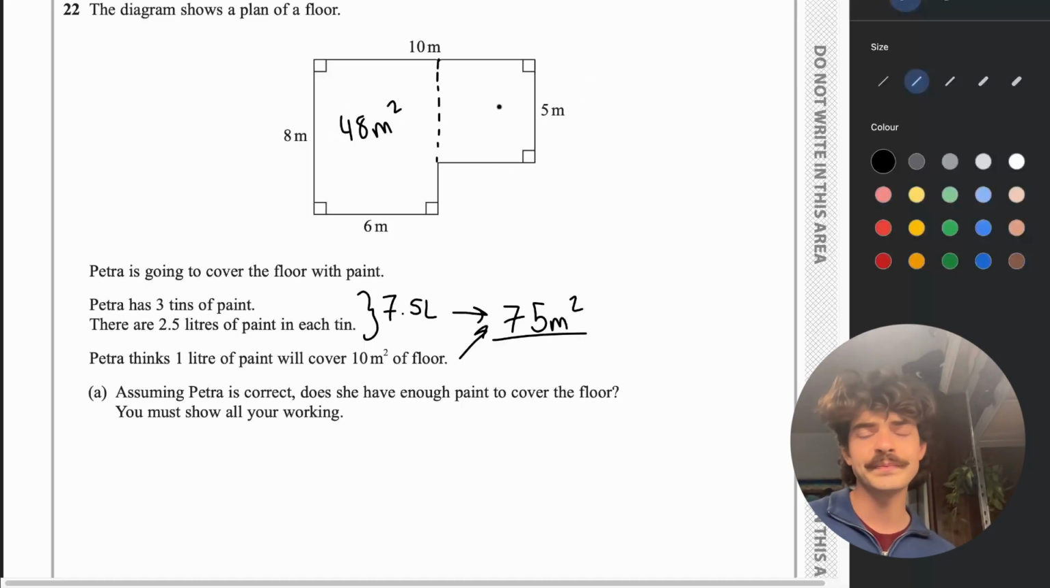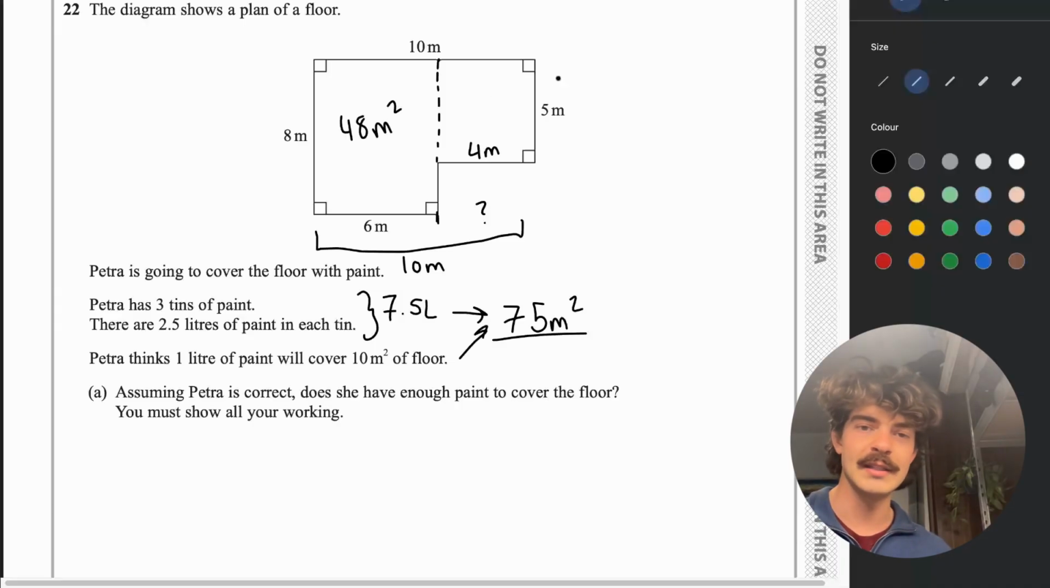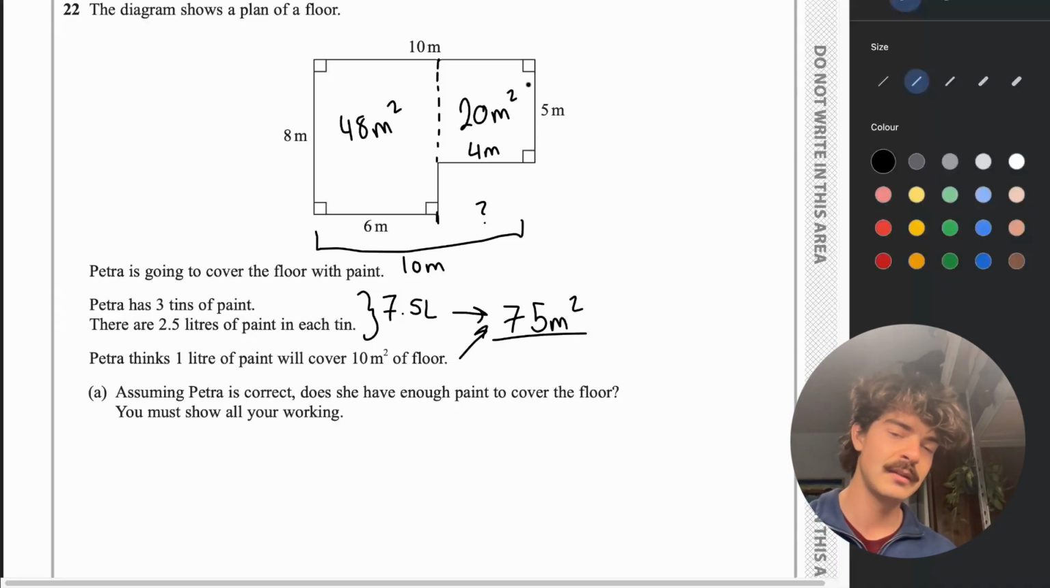But over here, well, we know it's 5 vertically, but how far across is it on the bottom? And this is when we're going to use this 10 meter at the top to help us out. So we know that 10 meters is all the way across. We know that 6 meters gets us up to here. How big's the difference? Well, it is indeed 4 meters. This leaves us with the area of this square up here being 20 meters squared.